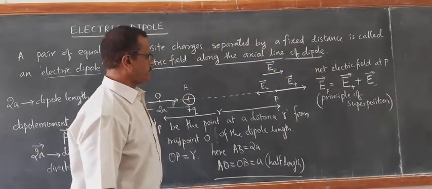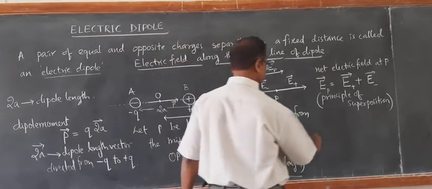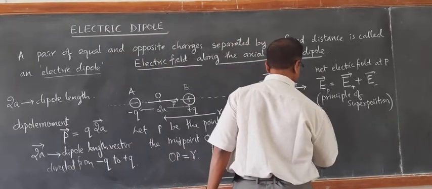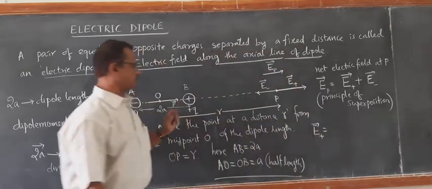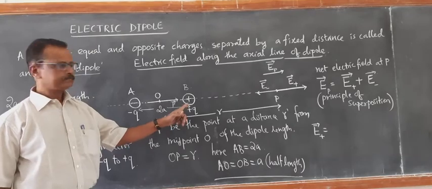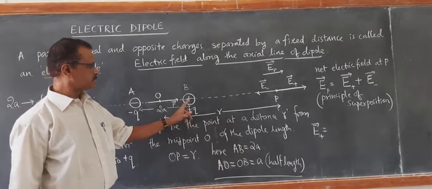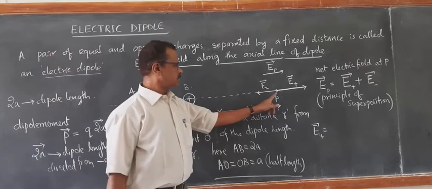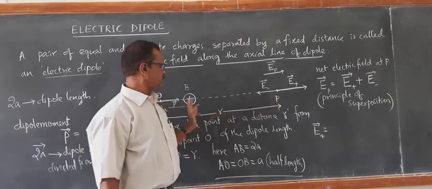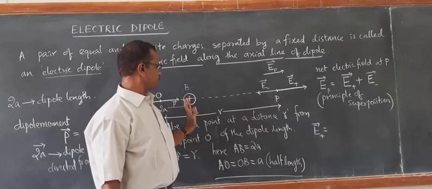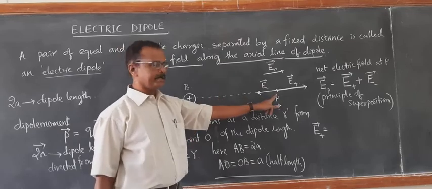Now we will write E plus first and then we will write E minus. What is E plus? Electric field due to positive charge at B. Now look at this. This positive charge at B is at a distance BP from the point P.